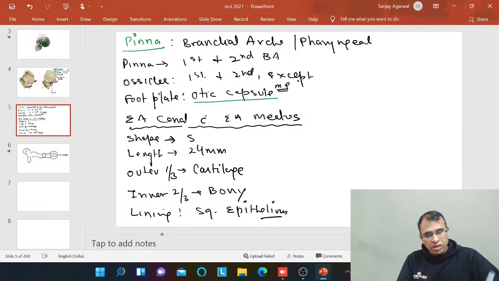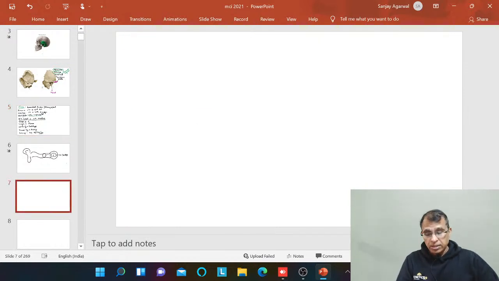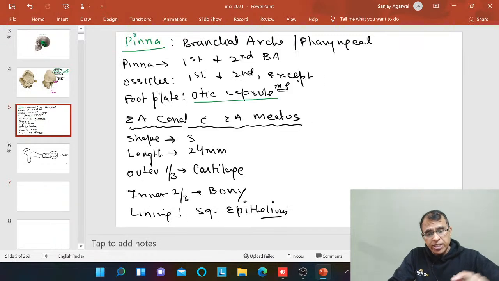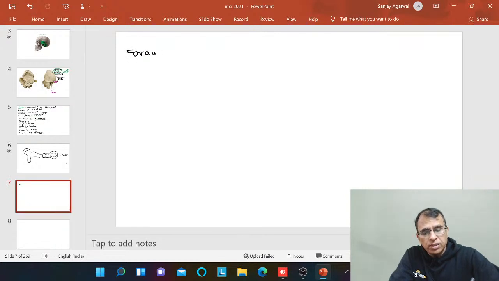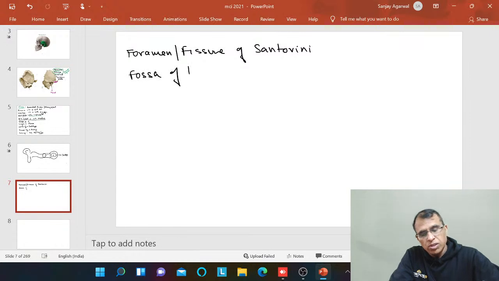Right. Now, what does the canal contain? This is more important than all the points that we discussed about the canal here. They are important, but they are easy also. It's not difficult to remember. But what I'm going to tell you now are more important. These are the ones you have to remember. In the canal, there are four things. There is a foramen, sometimes called fissure, of Santorini. Then we have a fossa of Huschke. Then we have glands, and we have hair cells.